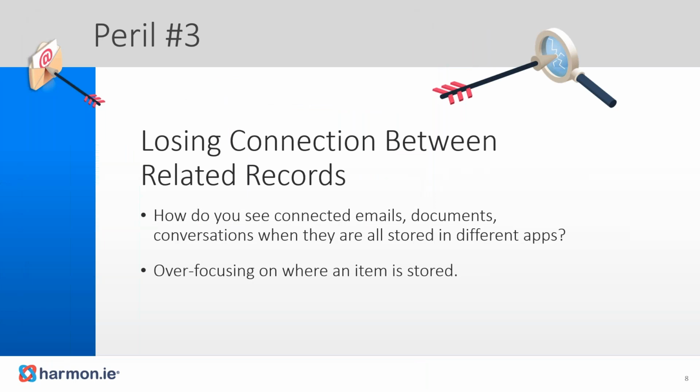So the third area is losing the connection between related records. It might be that I've got related emails that are connected together because they relate to the same project I'm working on, or there are documents in SharePoint and emails in Exchange that should be related together, but maybe you're managing your emails in Exchange, or leaving them in people's mailboxes, or maybe in the past you've used public folders, and then the documentation is in SharePoint. So there's not really a link between the two because they're two completely different repositories.